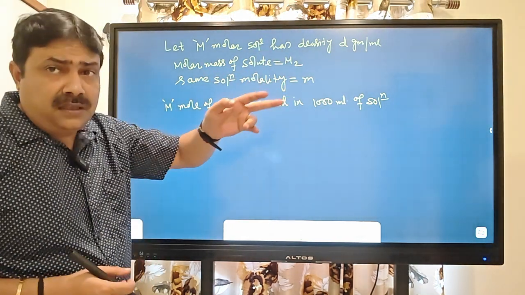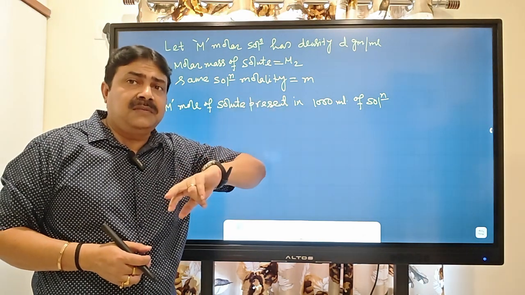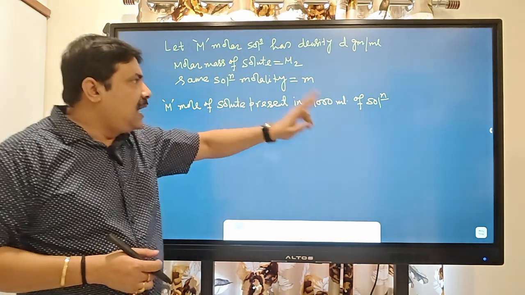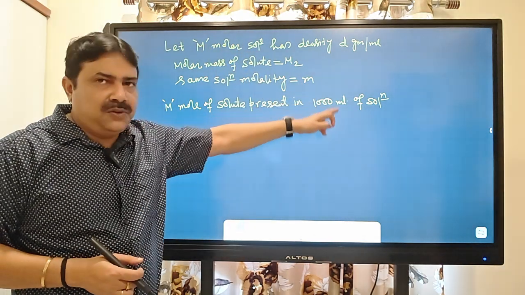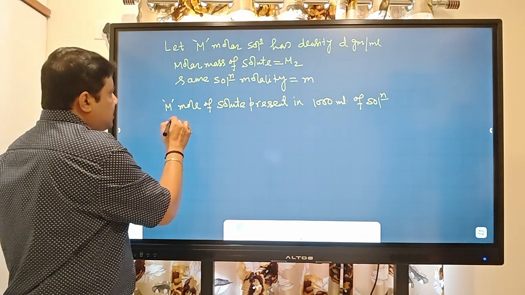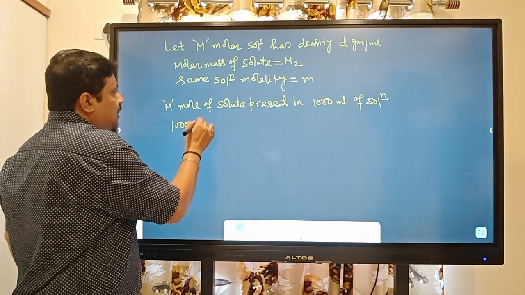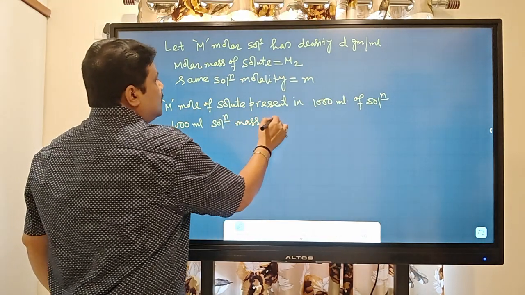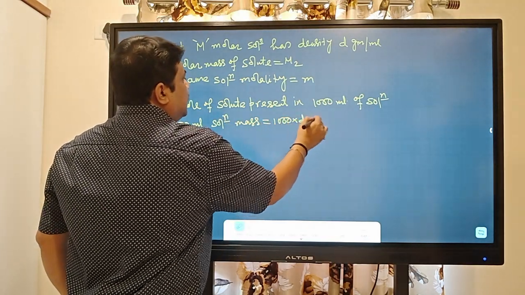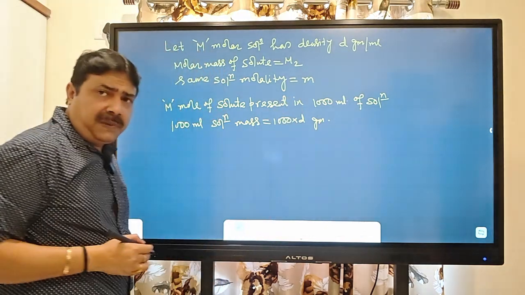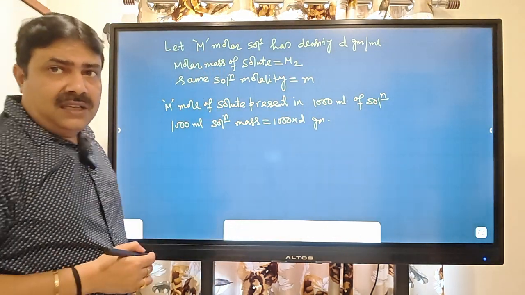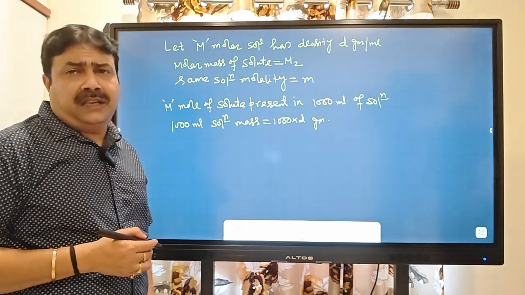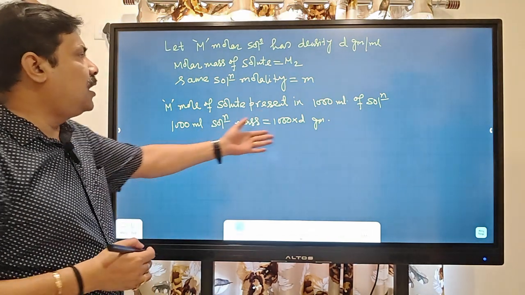What is the meaning of density? Mass per unit volume is nothing but density. That means 1 ml of solution has a mass of small d gram. And we are considering how much volume of the solution? 1000 ml. Then the mass of 1000 ml of solution will be equal to 1000 into d gram. As simple as 1 apple 10 rupees, 10 apples 10 into 10. 1 ml solution mass d, then 1000 ml solution mass is equal to 1000 into d. So we got that much.